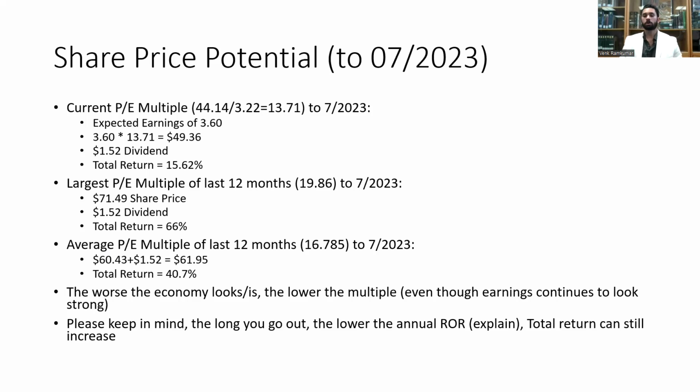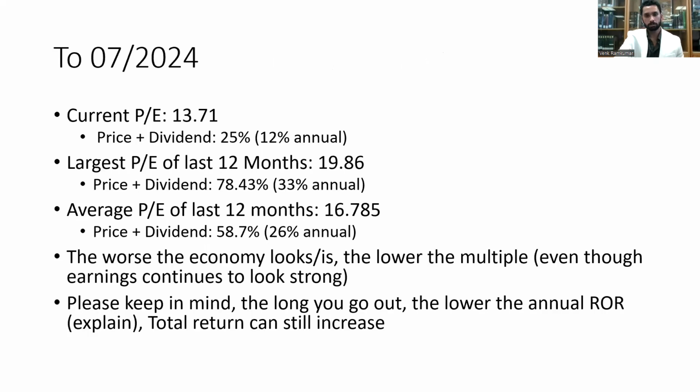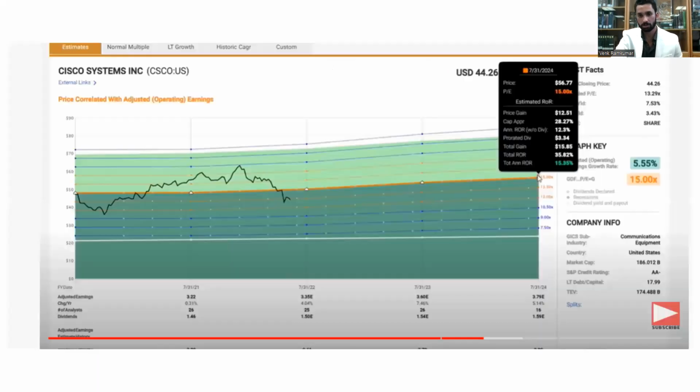The longer you go out, the lower the annual rate of return. Okay. Why is that? The total return will continue to increase, but the annual rate of return will decrease. Why? I'm going to show you guys. Okay. If we go out to 2024, we do the same calculations. You get a price at the same PE ratio. The price plus dividend is going to give you a 25% total rate of return, but it's only going to be a 12% annual rate of return. Why? Because you're not going to get 25% year over year. It's only going to be a 25% return, and I'm going to show you guys visually.